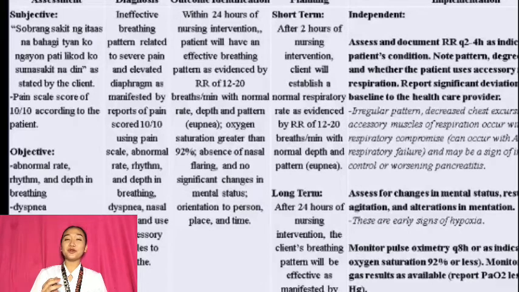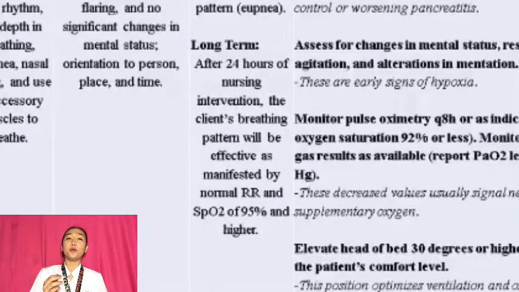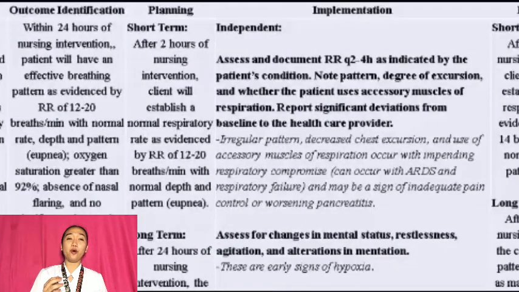For the planning, short term: after 2 hours of nursing intervention, client will establish a normal respiratory rate as evidenced by respiratory rate of 12 to 20 breaths per minute with normal depth and pattern eupnea. For the long term: after 24 hours of nursing intervention, the client's breathing pattern will be effective as manifested by normal respiratory rate and SpO2 of 94% and higher.